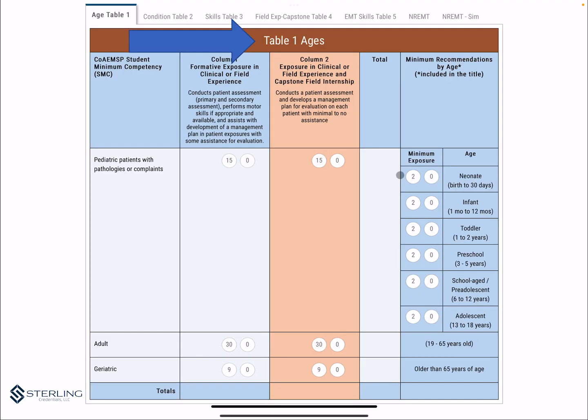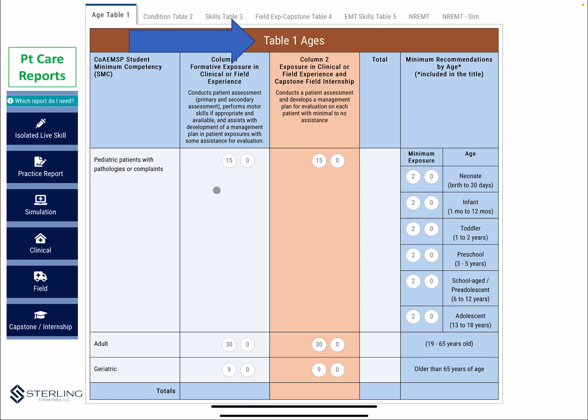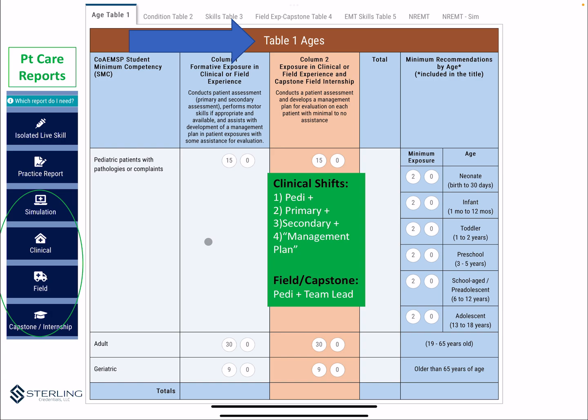Now we've looked at table 1 in the previous video. Remember, this is our ages: pediatric, adult, geriatric. Oh no, we didn't, because that's not in lab skills. My bad. Formative exposure, clinical or field. So the kind of reports that you're going to use are clinical or field. And oh, by the way, in the instructional content for this document, simulations are allowed. So patient care reports, in this column here is simulations.